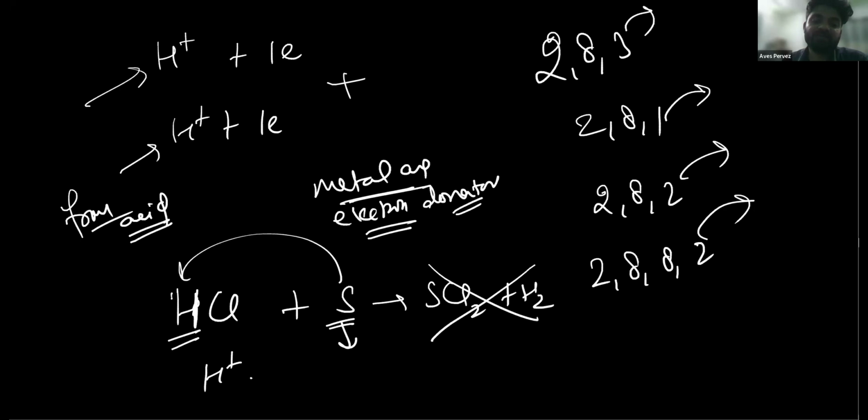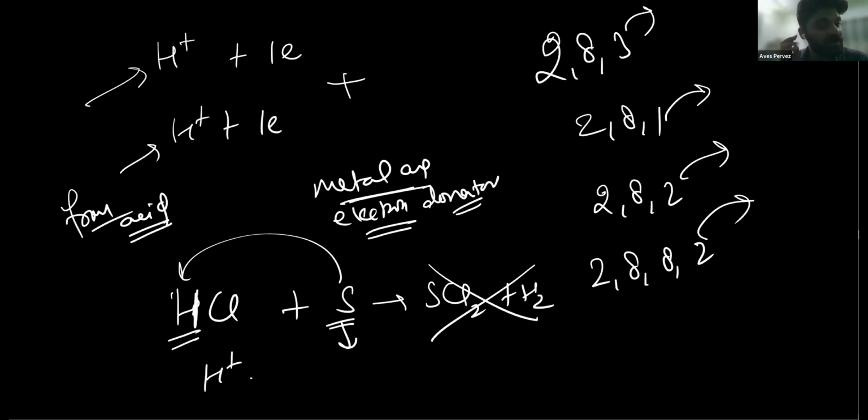It will not provide electrons to the acid. So non-metals do not react with it. That's why we kept the acid in a non-metallic container, because they don't react with acid. Okay, got it? Yes, sir. Understood.